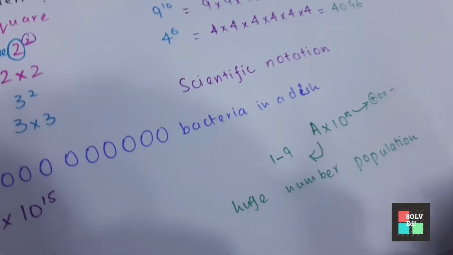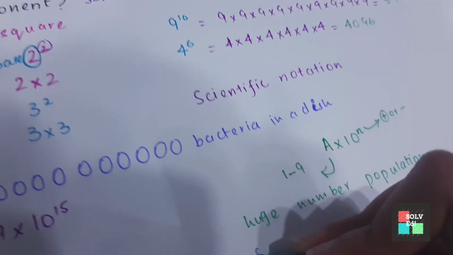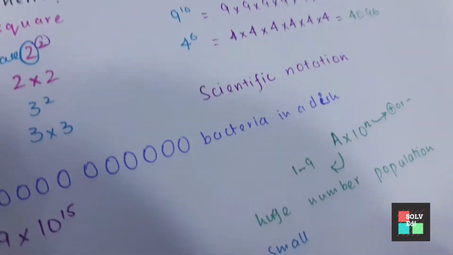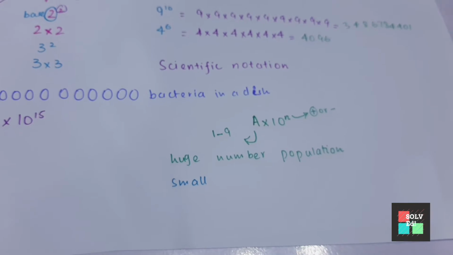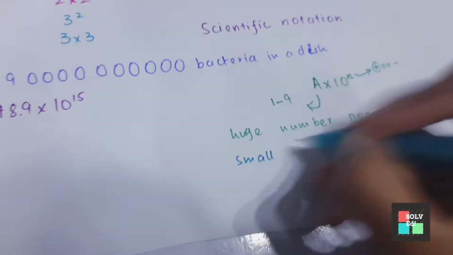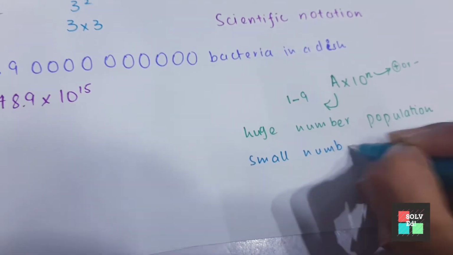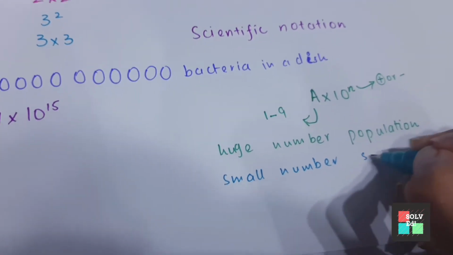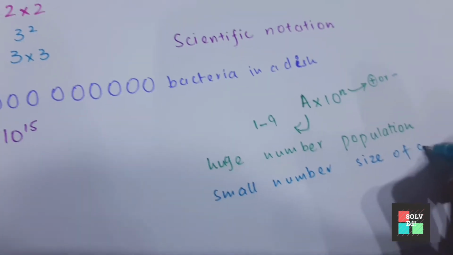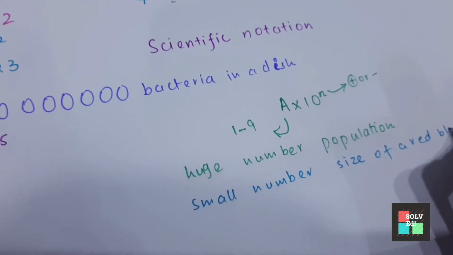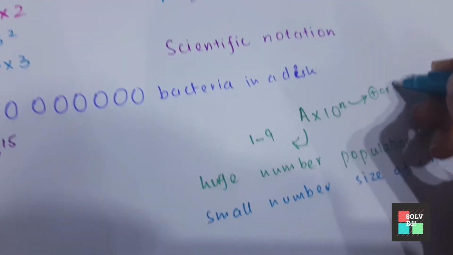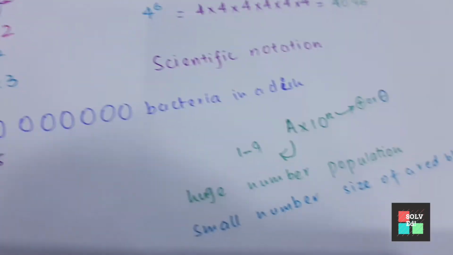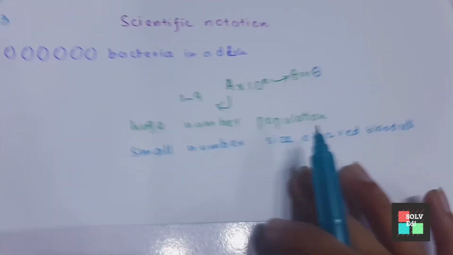And if it is a small number, maybe microscopic, maybe the size of a blood cell, so the example here would be the size of a red blood cell, in that case n is going to be negative. So these are the two indicators.